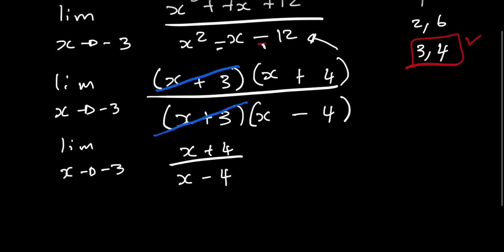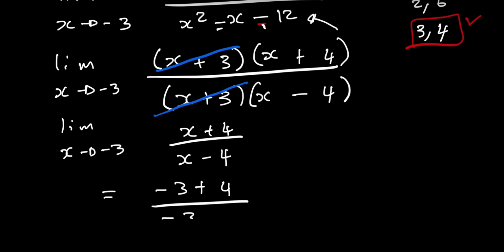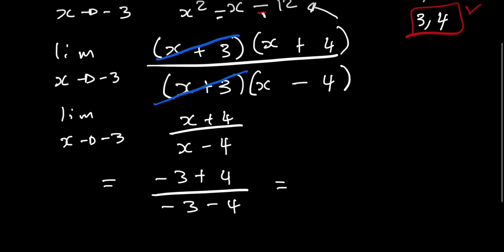So now when we get to this point, if we substitute x as negative 3, the numerator is not going to be equal to 0. So therefore we can substitute our limit. So we're going to say now, when you substitute, you stop writing the limit, and this is going to be negative 3 plus 4 all divided by negative 3 minus 4. So now negative 3 plus 4 is going to give us 1, and then negative 3 minus 4 is going to give us negative 7. So therefore the limit is going to be negative 1 over 7.